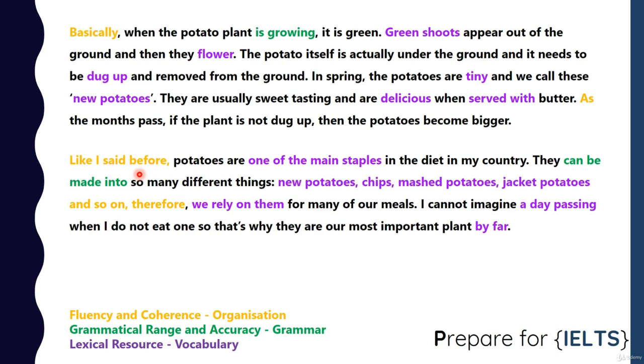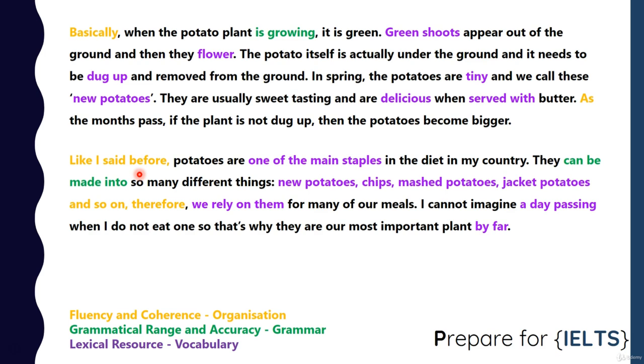Like I said before, you can use this a lot because you often find yourself repeating yourself in IELTS speaking because you haven't got enough to talk about, because it's a stupid topic. You don't talk about a plant for 2 minutes in real life. So you will find yourself repeating yourself.